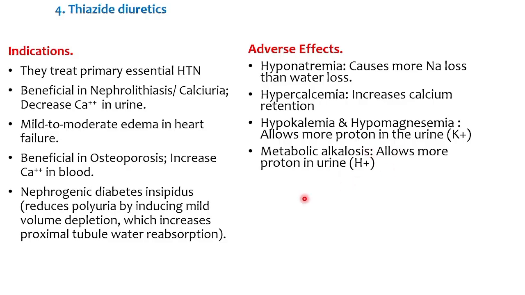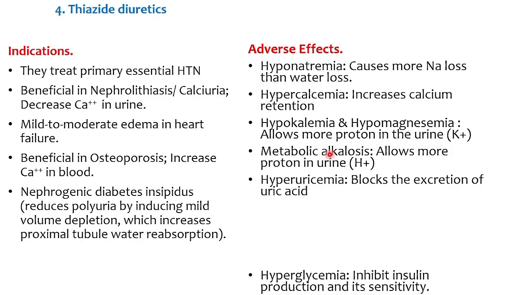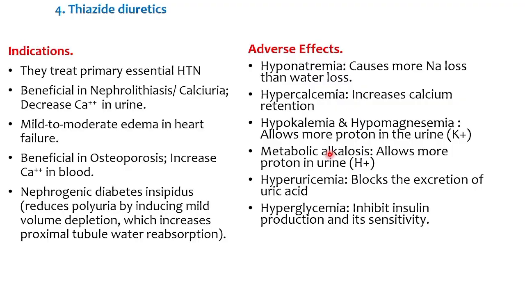How? Because it allows more protons in urine. They promote the release of hydrogen ions in urine. So by promoting hydrogen loss, they will increase the pH, promoting metabolic alkalosis. Just like loop diuretics, they also block the excretion of uric acid, leading to hyperuricemia. So that's something that you have to note.